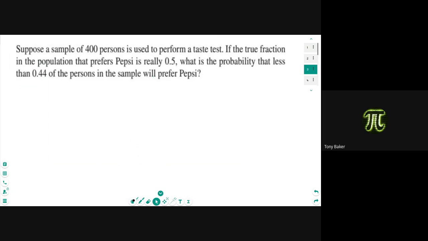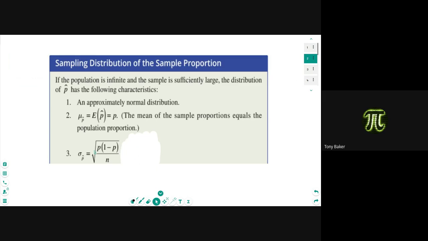All right, so what are the pieces of information that I need? I need N, and what else? I need P. So I need N and I need P. So I need the sample proportion and I need how many people.